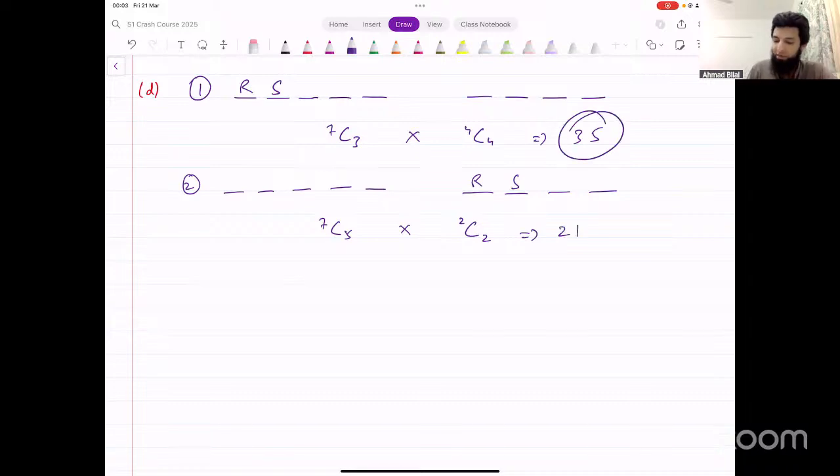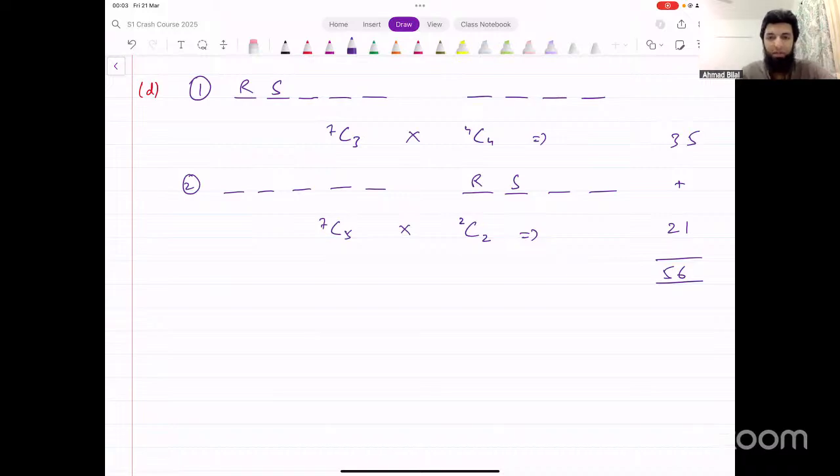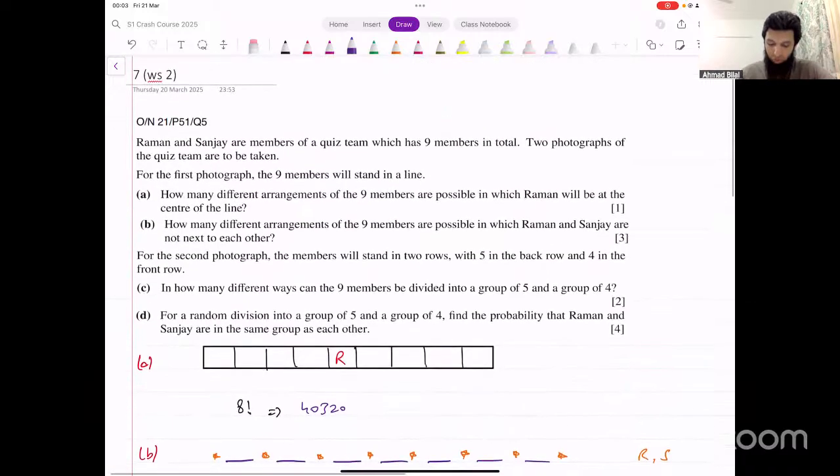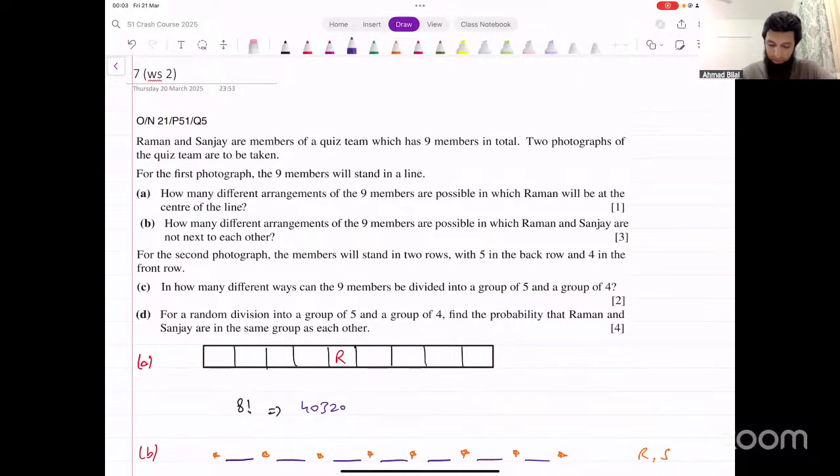So it's either the first case or the second case. We add these 2 cases up. The total becomes 35 plus 21. That gives us 56. That's the number of possible groups, the number of possible divisions in which Raman and Sanjay are in the same group.